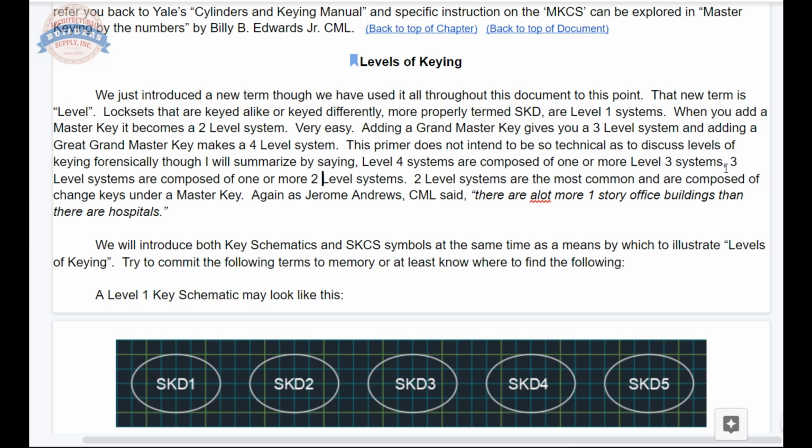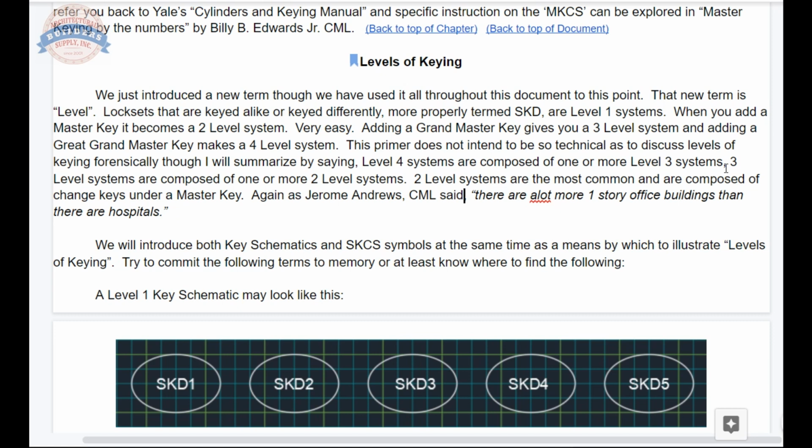Two-level systems are the most common and are composed of change keys under a master key. As Jerome Andrews said, there are a lot more one-story office buildings than there are hospitals. What Mr. Andrews meant is that you're going to do a lot more two-level systems than you ever will get into a big hospital keying system, even though you'll certainly be involved in it at some point in a career. That's not what you're going to be spending the majority of your locksmithing facing type duties working on.